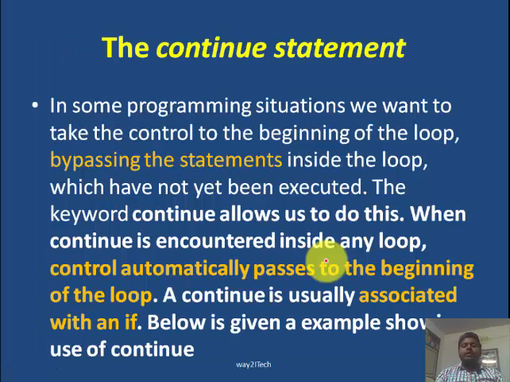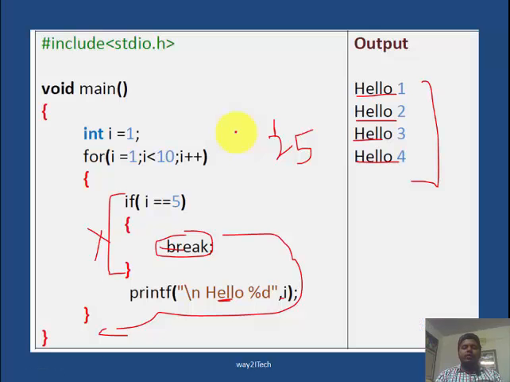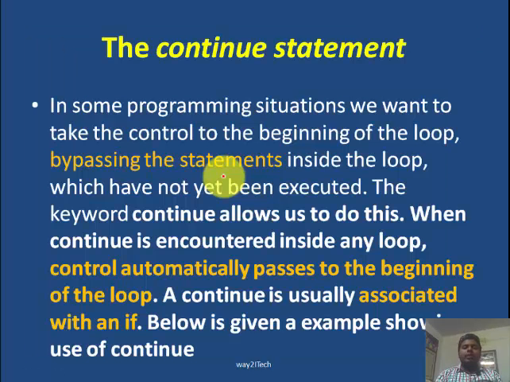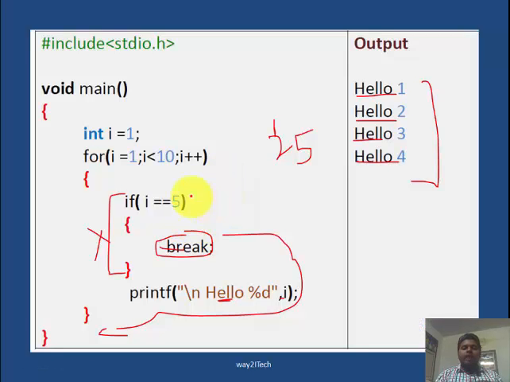The next statement is the continue statement. In some programming situations, we want to take the control to the beginning of the loop. In the previous situation, we were breaking or terminating the loop, but sometimes we just want to skip this i equal to 5 case. Suppose instead of breaking the loop, you just want to skip the current pass. The current pass was 5, you want to skip it and come directly to the next pass, skipping the statements after this.